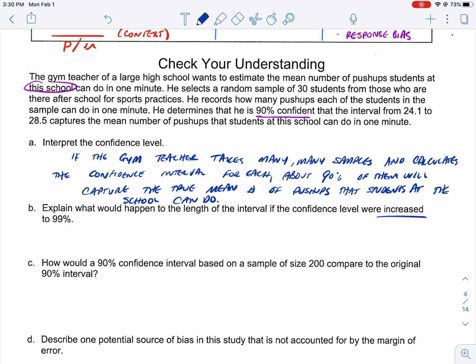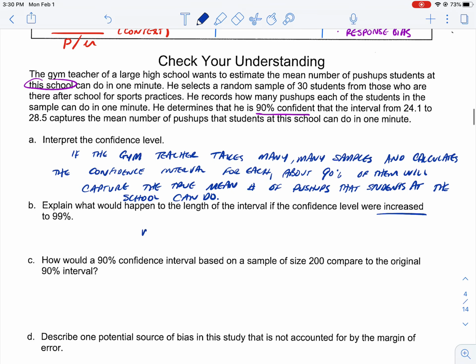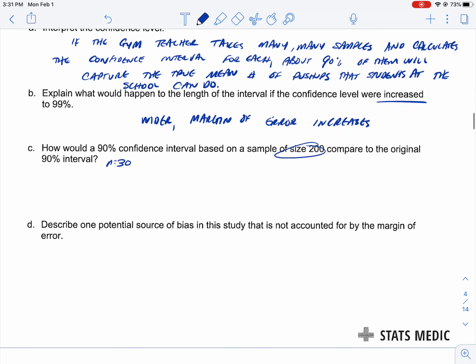Okay, so explain what would happen to the length of the interval if the confidence level were increased. So when the confidence level increases, meaning I'm more confident that this interval contains the true mean, then it is going to get wider. And our margin of error increases. How would a 90% confidence interval based on a sample size of 200 compare to the original 90% interval where it was n equals 30? Well, if you have more people, increasing the sample size is going to cause that to shrink, so it's going to be narrower. Okay?